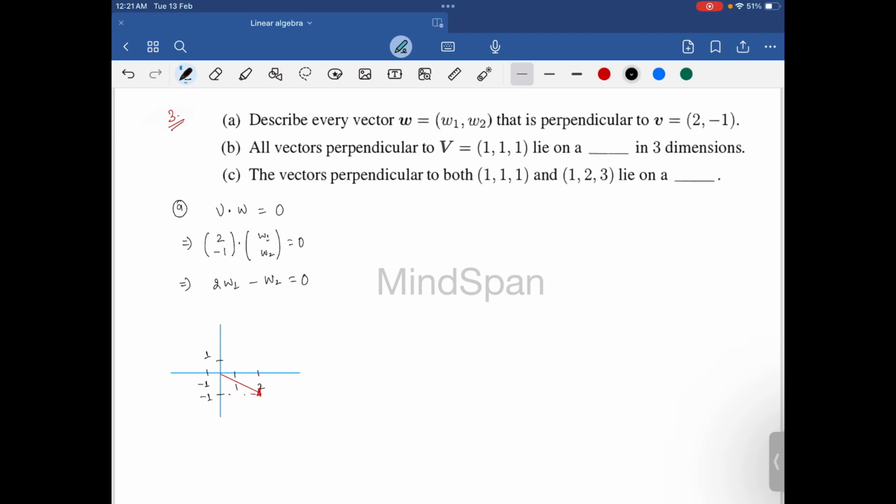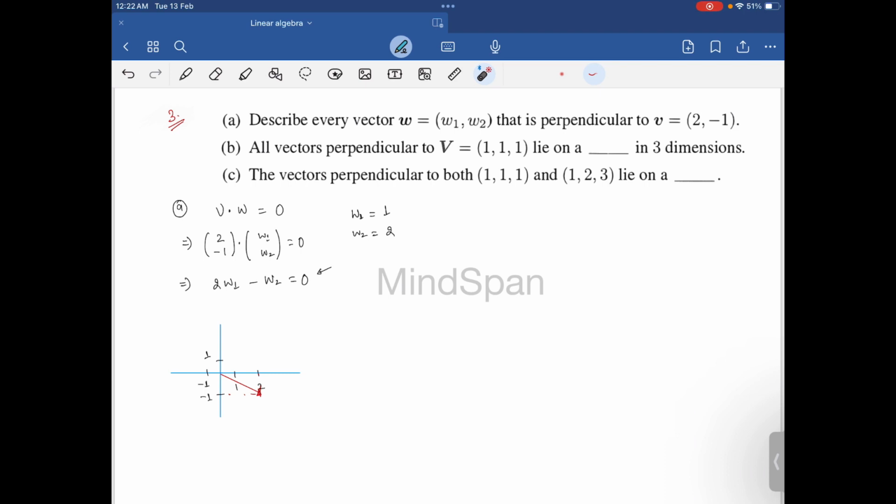Now one thing you see: this equation is nothing but a straight line, right? Also, you can directly tell me one vector that will be perpendicular to this v, right? So you can choose w1 equal to 1 and w2 equal to 2, right? Now take the dot product of these two, this and this, so that would be 0, right?